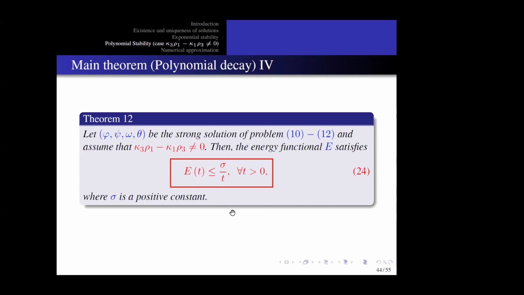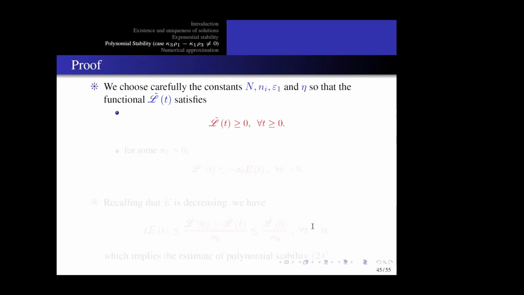So it decays polynomially with this rate. In fact, we did not show that this rate is optimal, but that's what we expect, because in most of these, the rate of the energy is always 1 over t, or if you want, the norm is 1 over square root of t. And this is what we prove.